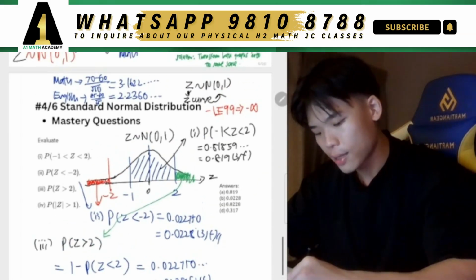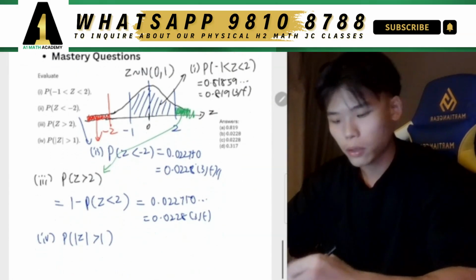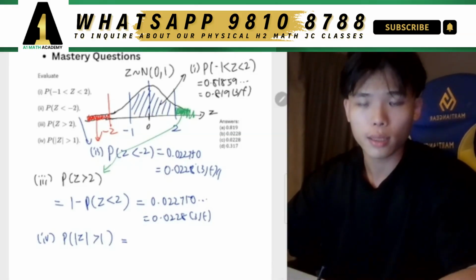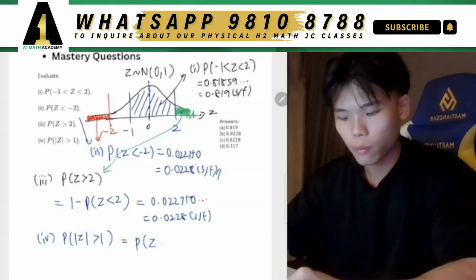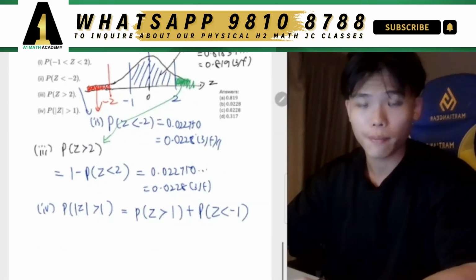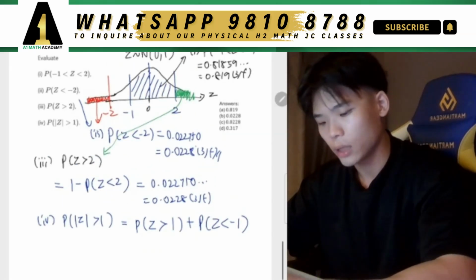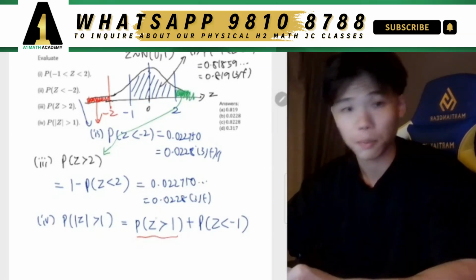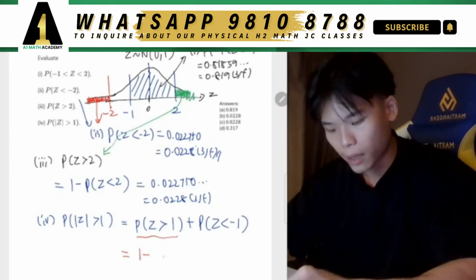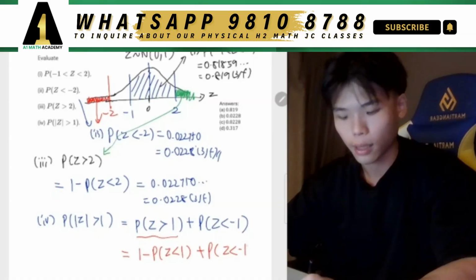Okay. Lastly, we have P modulus Z is bigger than 1. This one goes back to what you learned in inequalities. If you have modulus Z is bigger than 1, that means you have Z value bigger than 1 or Z value lesser than -1. Those are the two inequalities that you need to add. So effectively, we're just trying to find out these two added together, what's the value. And recall that for this, we cannot directly find it because it's bigger than 1. So we need to take 1 minus P, Z lesser than 1, plus P, Z lesser than -1 over here.